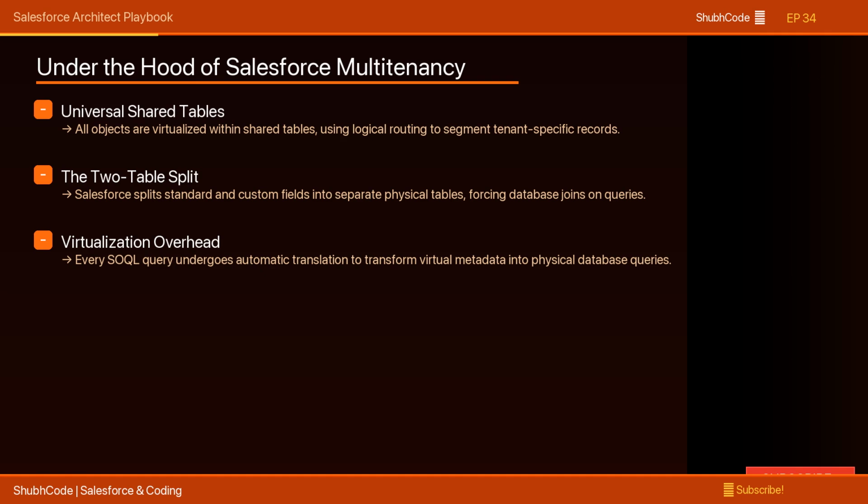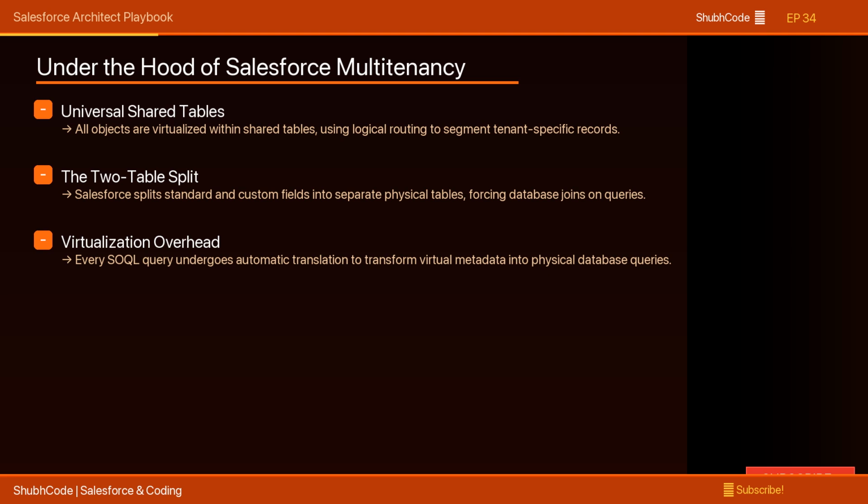Unlike a traditional on-premises relational database where each object has its own physical table, Salesforce uses a multi-tenant metadata-driven architecture. This means your account, contact, and custom object records are actually stored in a massive, shared database structure with generic columns like value 0, value 1, and so on. When you run a SOQL query, Salesforce has to perform complex SQL joins behind the scenes just to map these generic database columns back to your specific metadata definition.